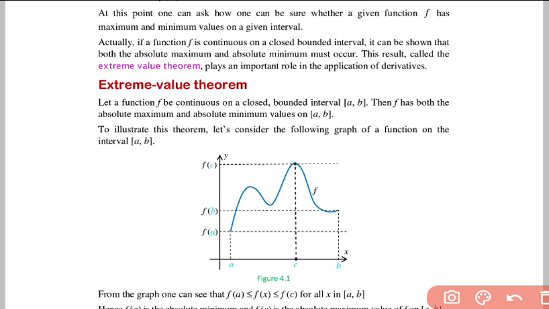To illustrate this theorem, let us consider the following graph of a function on the interval. Look here. The extreme value of this graph is this one, which is the minimum. f of a is minimum. c is maximum. Look here, f of a on the graph is less than f of x. And c is here, which is greater.